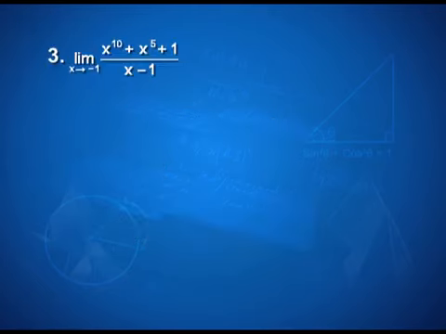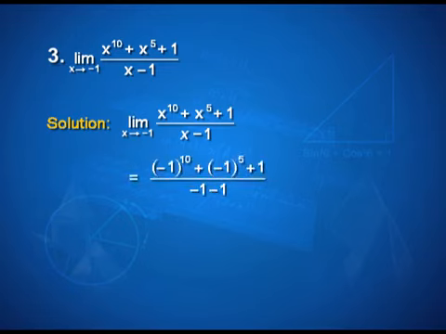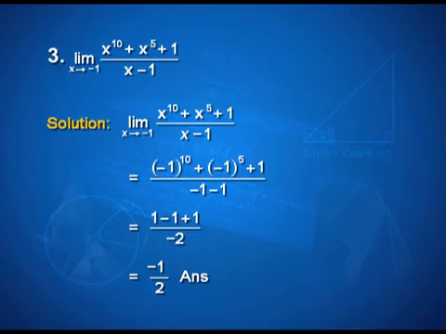Question number 3, limit x to the power 10 plus x to the power 5 plus 1 upon x minus 1 as x tends to minus 1. For the solution, look, limit x to the power 10 plus x to the power 5 plus 1 upon x minus 1 as x tends to minus 1 can be simplified as (minus 1) to the power 10 plus (minus 1) to the power 5 plus 1 upon minus 1 minus 1, that is equal to 1 minus 1 plus 1 upon minus 2, that is equal to minus 1 upon 2.